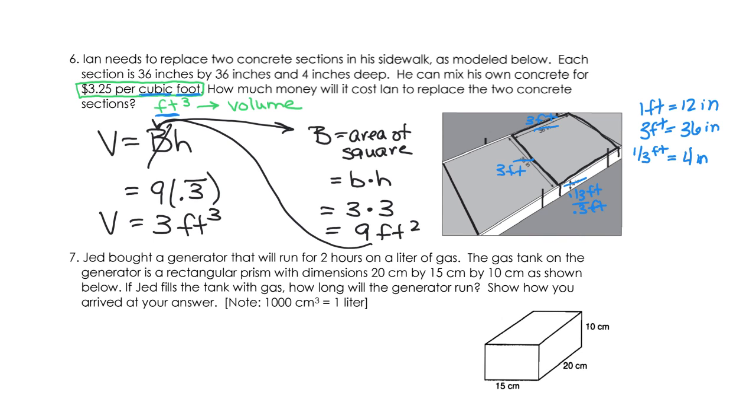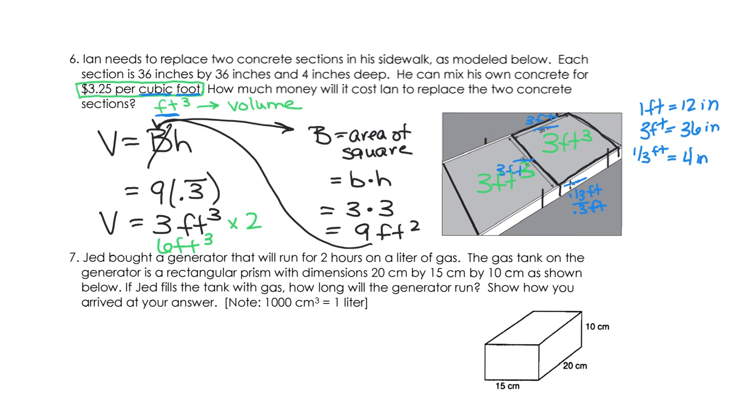All right. However, we're not finished, because not only does he have one of these concrete slabs, we actually have 2 of them. All right. So we only figured out that there's 3 feet cubed for one, 3 feet cubed for our second one. And so we actually have 6 feet cubed, or 6 cubic feet of concrete that we need.